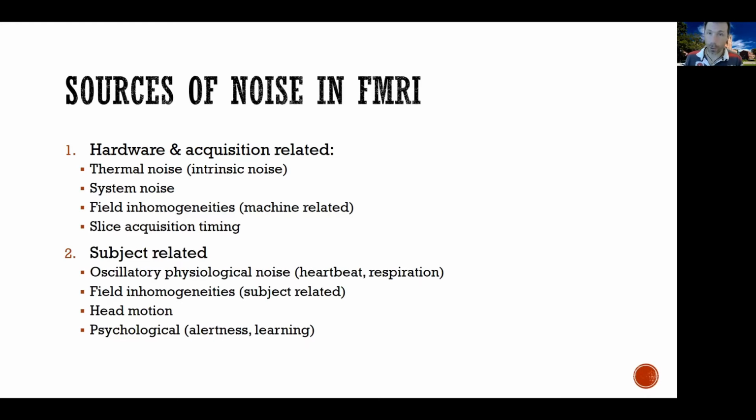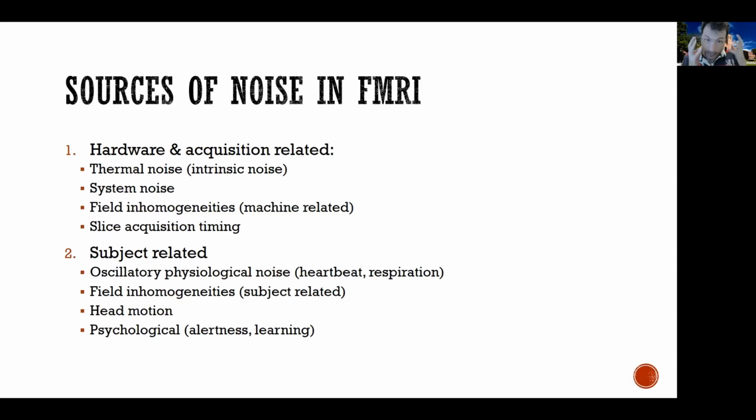A second big source of noise is subject related. The fact that you put a subject inside the MRI machine adds noise to the data. For example, obviously participants have spontaneous oscillatory physiological noise. Heartbeat and respiration are fairly consistent sources of noise in our data. Then field inhomogeneities. For example, if you put somebody's head inside a smooth magnetic field, because of the differences in magnetization in tissues in your head, you'll remember we discussed this in our second lecture.